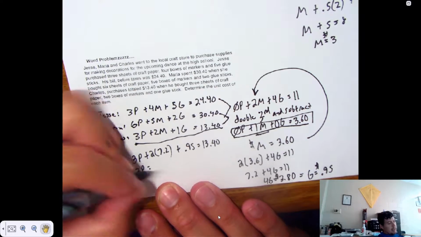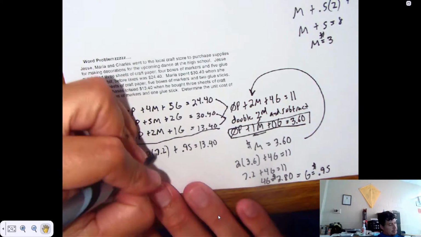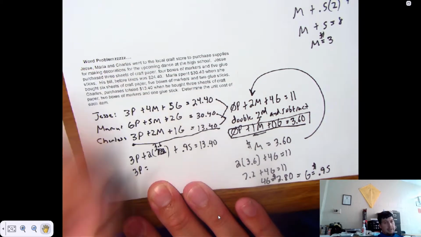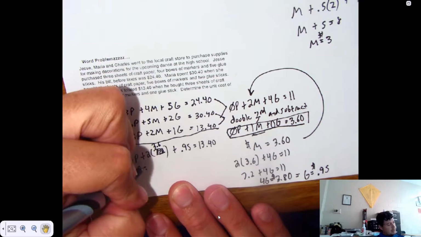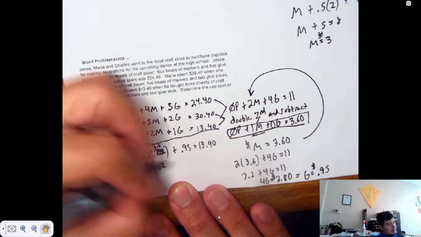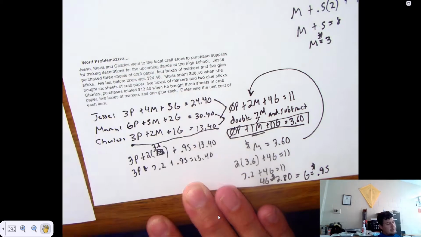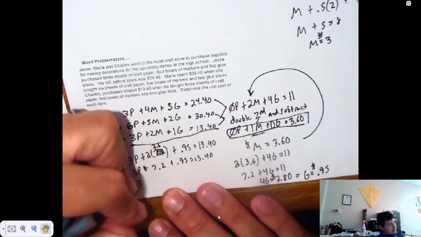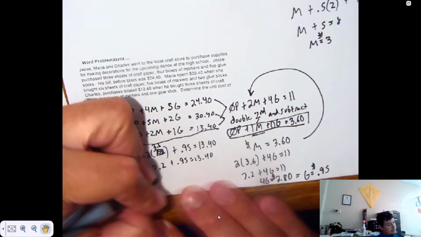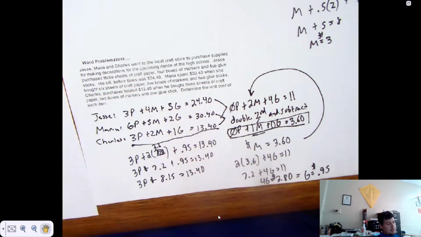Now I'm going to do a little combining like terms. I don't know why I put a 7.2 there. It's a 3.6. I must have been thinking ahead. I'm guilty of that. But twice 3.6 is $7.20. Plus that 95 cents must be $13.40. If you take $7.20 and you add 95 cents, you'll get $8.15, still equal to $13.40. So then we have to subtract that $8.15 from $13.40.